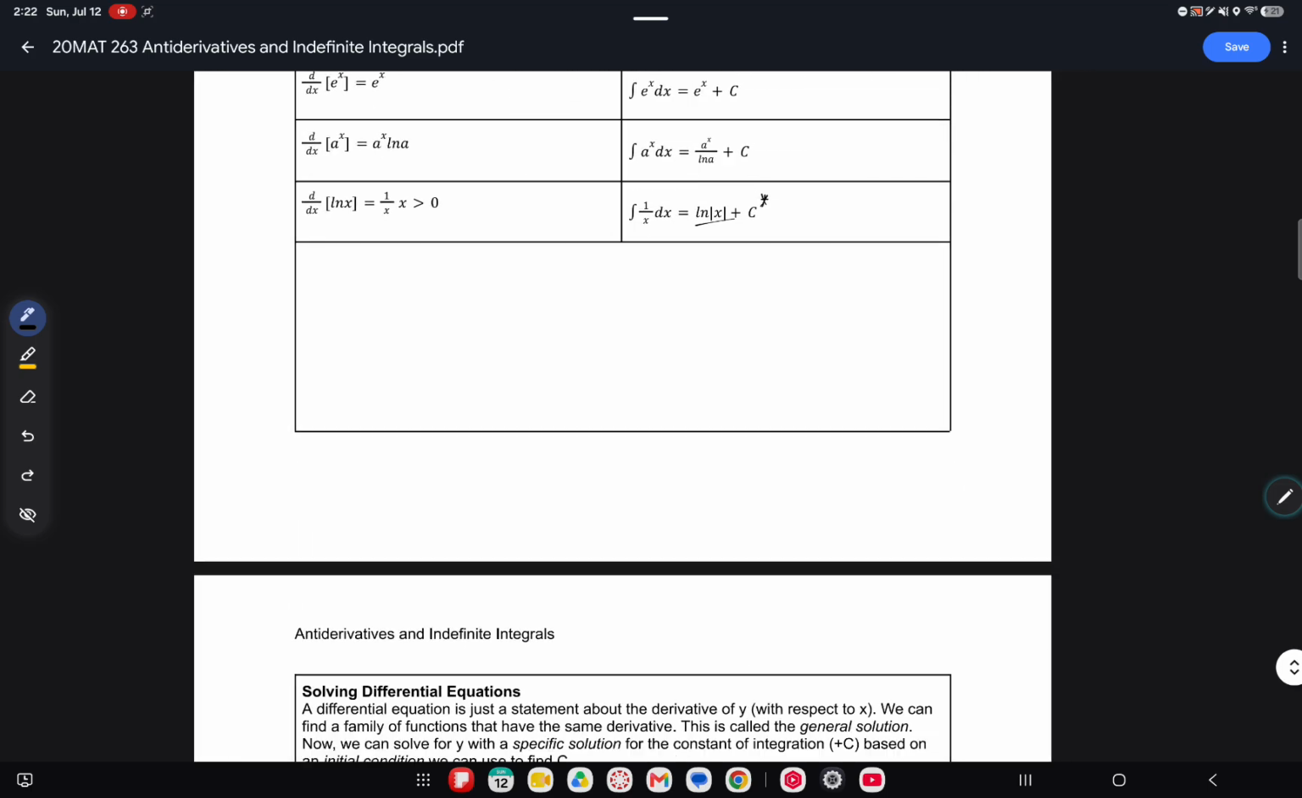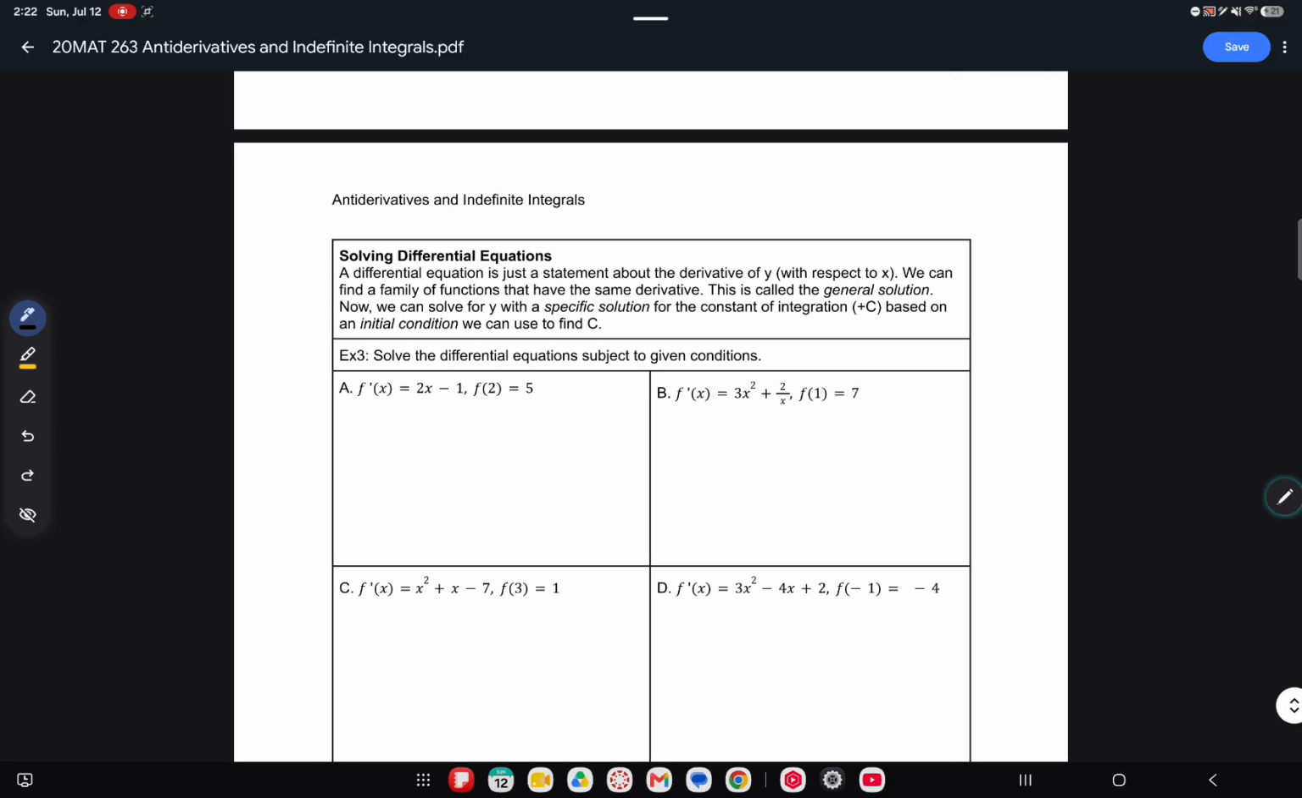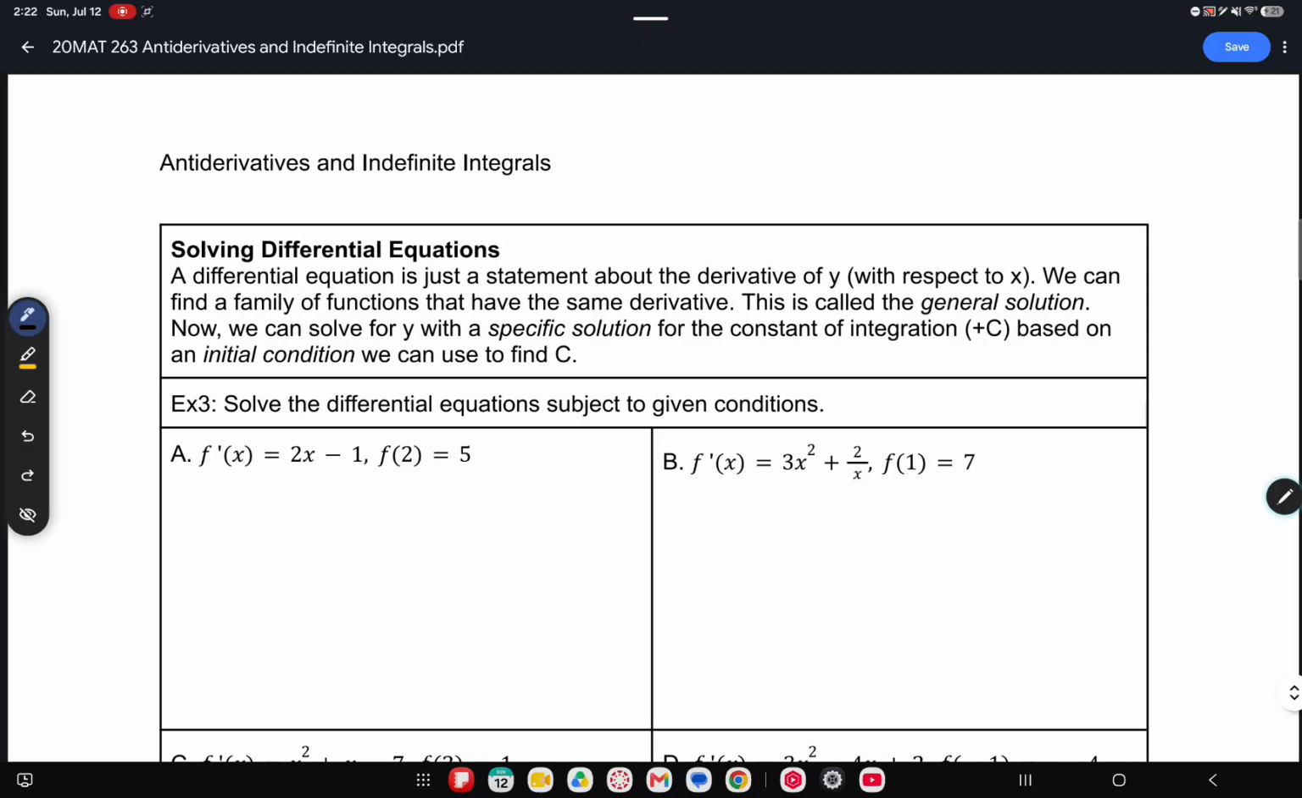And so there's the bunch of rules again. All right, so we had plus c at the end. And I said, unless we had more information, then we couldn't do anything about it. Well, here we have some more information. So this process is called solving differential equations. We can find a specific solution as long as we are given more information.